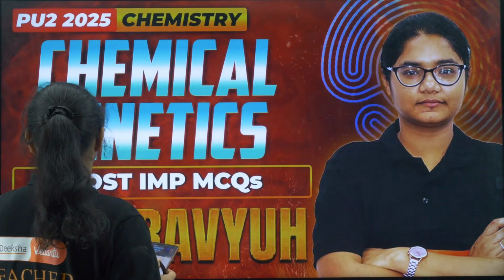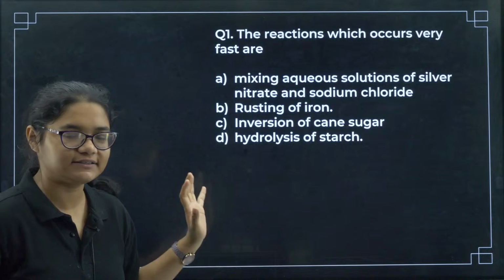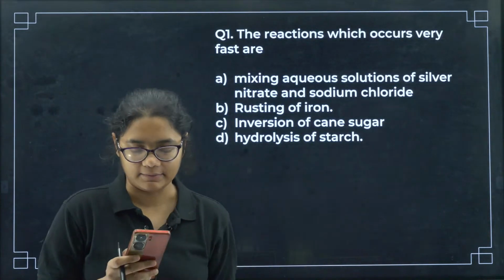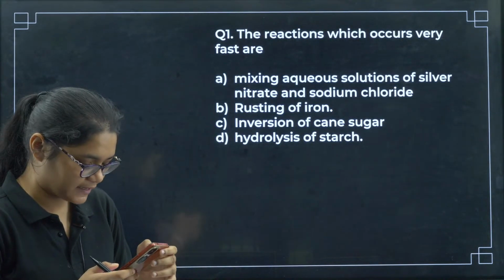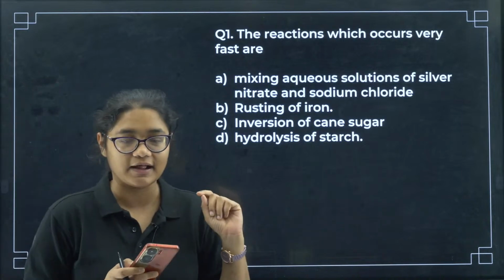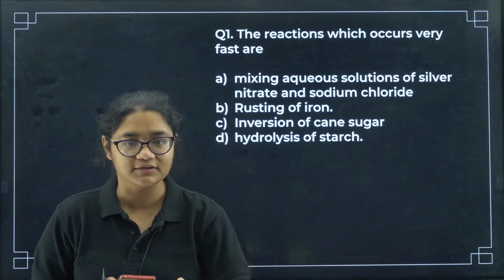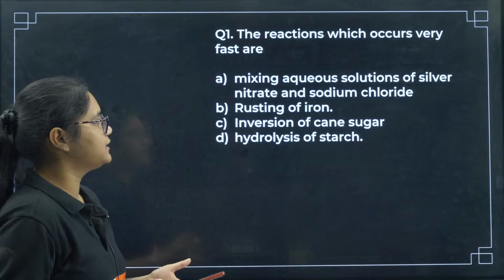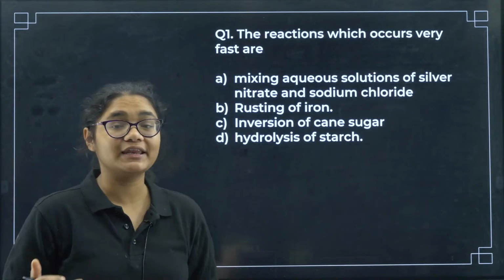Let's start with the first question here, students. Chemical kinetics, very easy chapter. I hope all of you will be able to give all the answers correctly, and please make sure that you are giving yourself marks also. The first question here is: the reactions which occur very fast are.